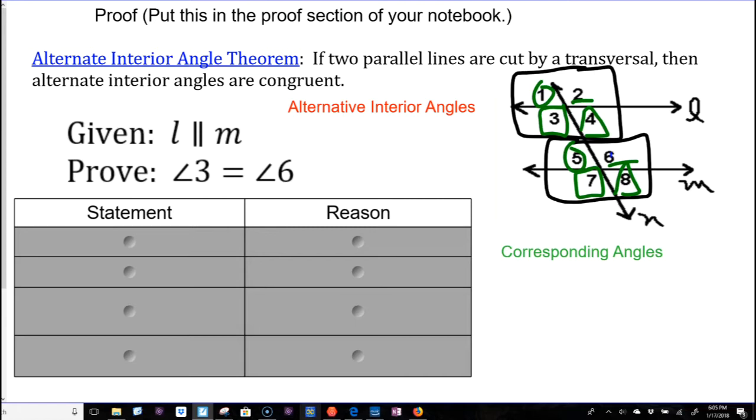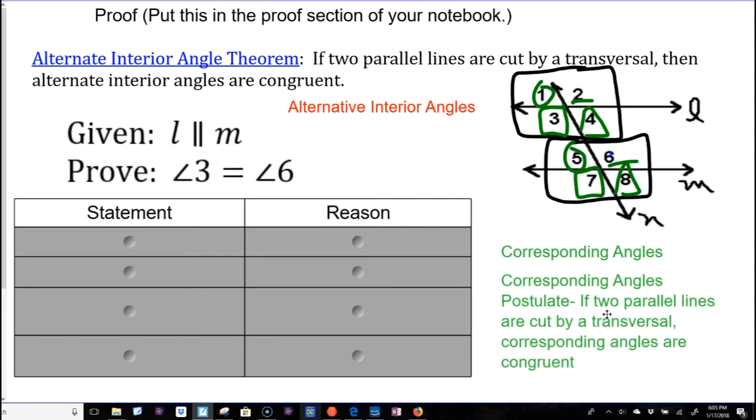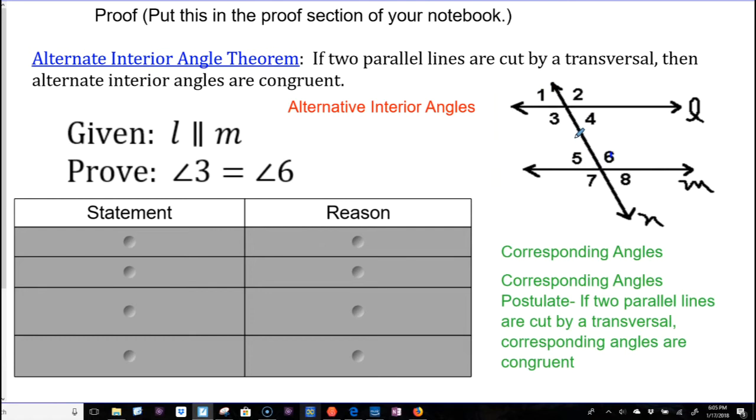Since you guys don't have that, I want to just talk about the corresponding angles postulate real quick. What that is, if we have two parallel lines that are cut by a transversal, corresponding angles are congruent. So that is a postulate. That is something we don't have to prove. It's a mathematical fact that we're going to be able to use when we do this proof. Alright, so that should be the background information that we need. So I'm going to go ahead and get started on the proof.